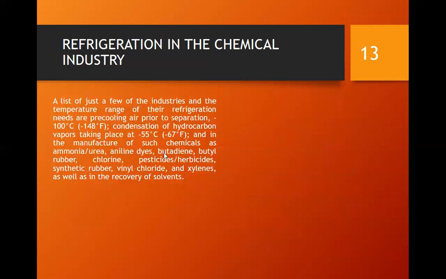A list of just a few of the industries and the temperature range of their application needs: pre-cooling air prior to separation, -100°C or -148 Fahrenheit; condensation of hydrocarbon vapor taking place at -55°C or -67 Fahrenheit; and in the manufacture of such chemicals as ammonia, urea, aniline dyes, butadiene, butyl rubber, chlorine, pesticides, herbicides, synthetic rubber, vinyl chlorides, and xylenes, as well as in the recovery of solvents.